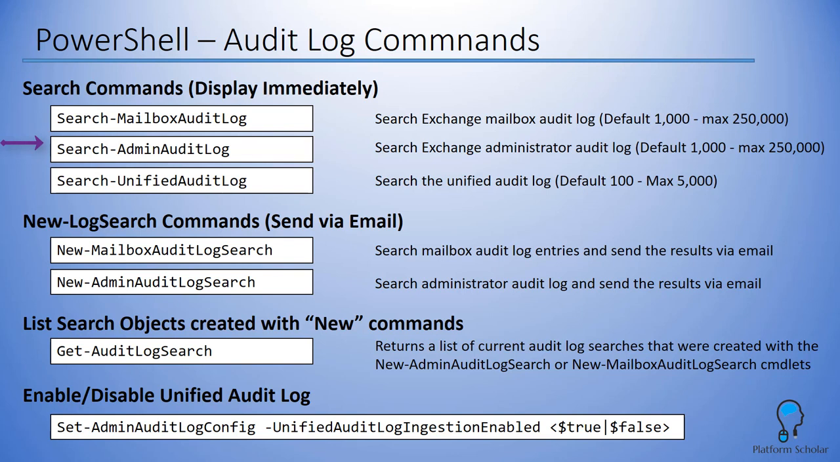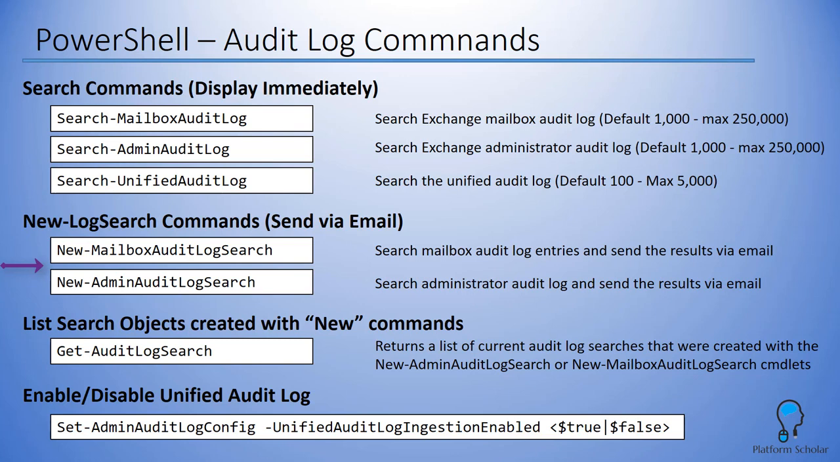The Unified Log Search has a default of 100 and a max return value of 5,000 records. The commands that begin with new, however, are different. They search the same Exchange logs, but instead of instantly displaying results on the screen, an email is generated and sent to the users that are specified in the command. And these commands take a bit longer to run.